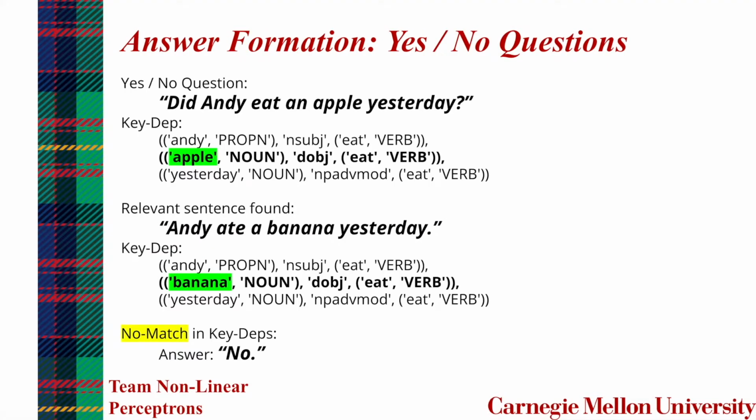Here is an example to show the process to answer a yes or no question. Given a question and a retrieved sentence from the original article, the system will first parse the question and store the key dependencies based on dependency type. For example, if the system gets this question, did Andy eat an apple yesterday? The root word is eat, and it would store key dependencies which give information like Andy eat, apple was eaten, and it happens yesterday. Then we check if the sentence contains these dependencies and if they are the same as the key dependencies from the question. In this example, since the object which was eaten is banana rather than apple as given by the original text, the system will give an answer of no.